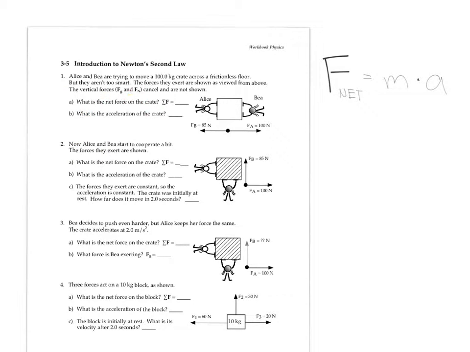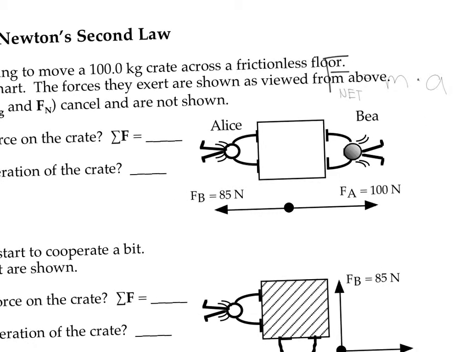1A, if you read the problem, it says this crate here is 100 kilograms, and Bob and Alice are trying to move it. Well, the first question is, what is the net force on the crate? You can see this is an overhead view, as all these problems are, of a bird kind of looking down at the situation, and we see Bob pushing to the left with 85 newtons, Alice pushing to the right with a force of 100 newtons, and it says, what is the net force on the crate? Alright, that's easy, right? We're just going to subtract those two, and we get a net force of 15 newtons.